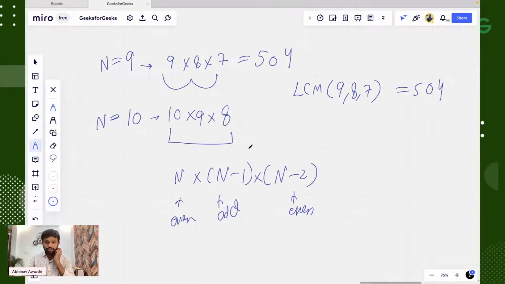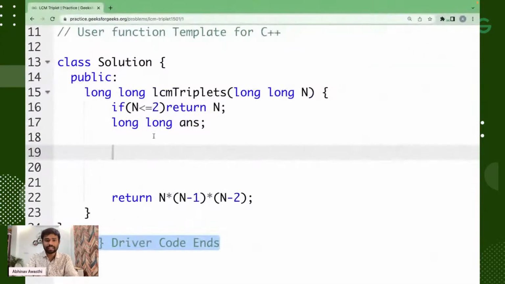Okay. So this phenomenon is just implemented when n is odd. So we can simply write this thing.